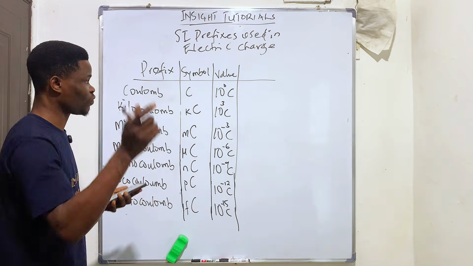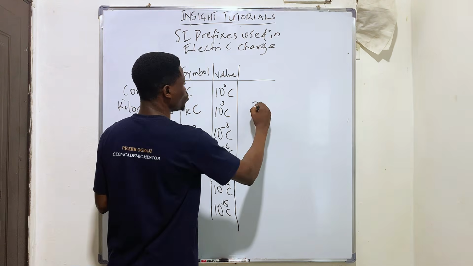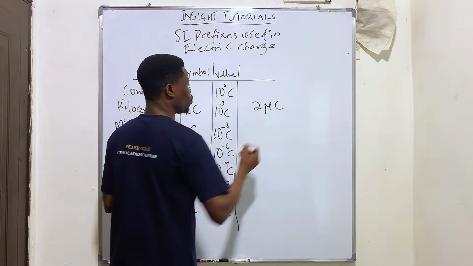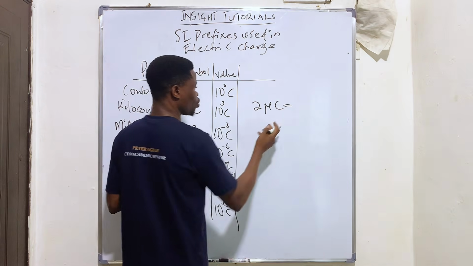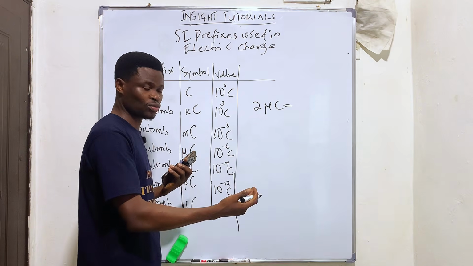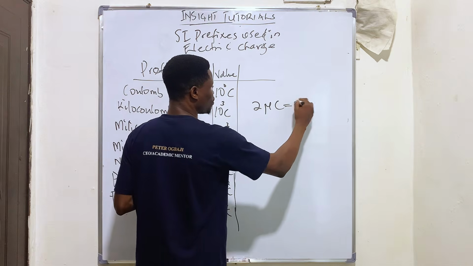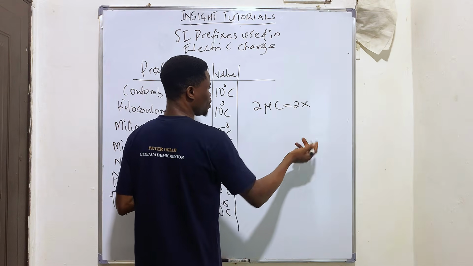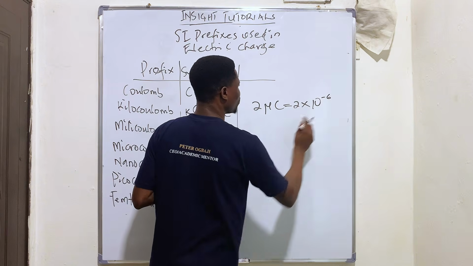Now that I know this conversion, for example, if I give you 2, what does this mean? This means 2 microcoulomb. So what you're going to do for you to convert it, because the unit of charge is not in microcoulomb, it's in coulomb, so you have to convert to the coulomb state. So you're going to simply do this number times 10 raised to the power of minus 6, because microcoulomb means 10 raised to the power of minus 6.